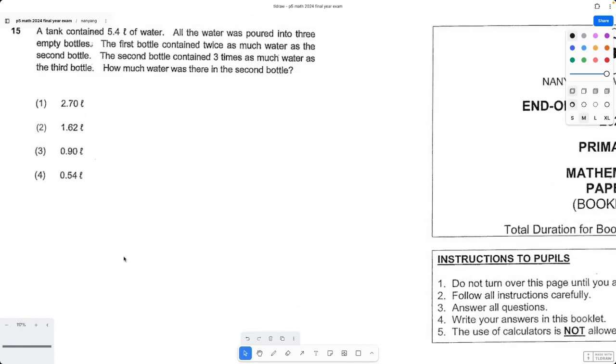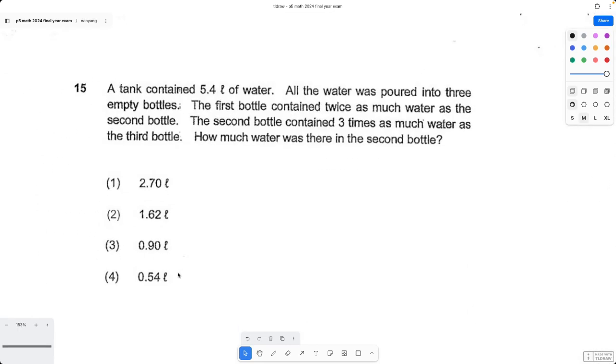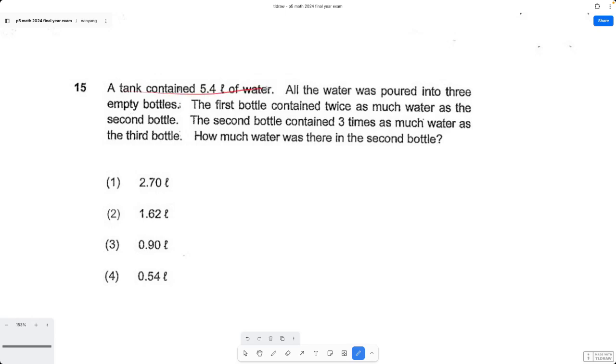All right, so last question, number 15. A tank contained 4.5 liters of water. All the water was poured into 3 empty bottles. The first bottle contained twice as much water as the second bottle. The second bottle contained 3 times as much water as the third bottle. How much water was there in the second bottle?